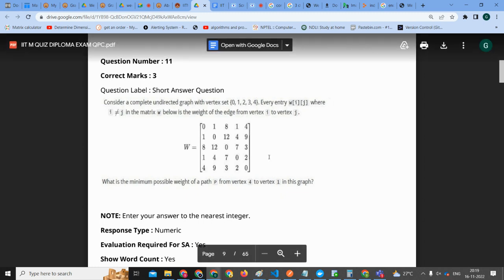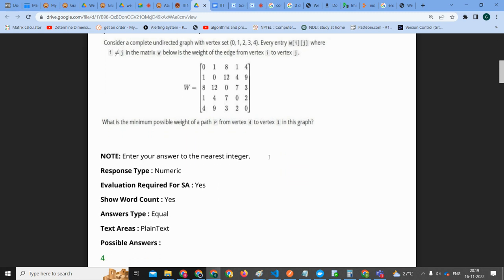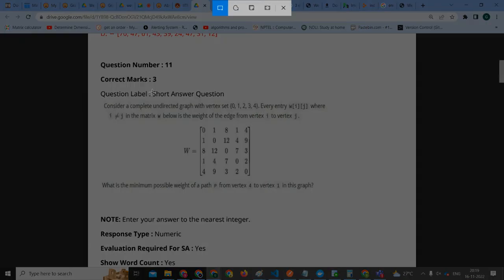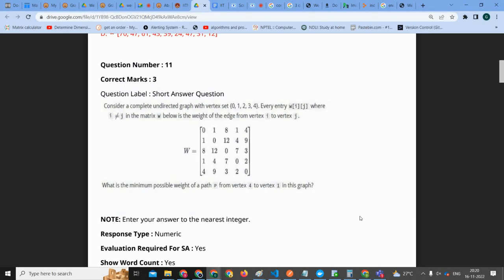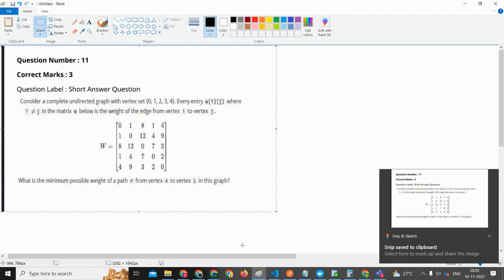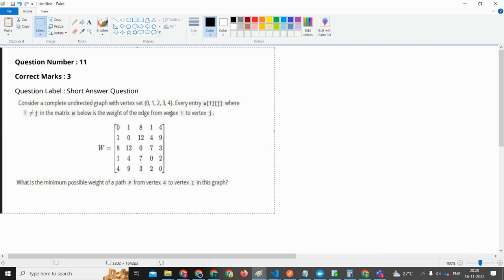So, Mahi, would you like to take this question? What is this? The minimum possible weight of path P. Okay, so path P from vertex 4 to 1. Dijkstra's? We can directly use Dijkstra's, I think. We don't have negative weights. How do you do this, Mahi?